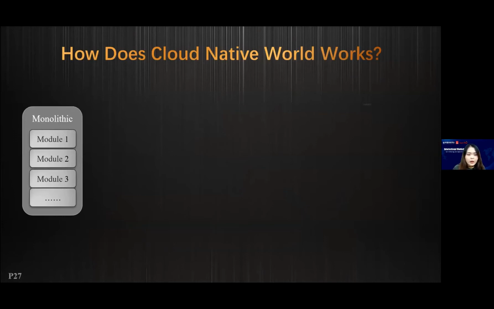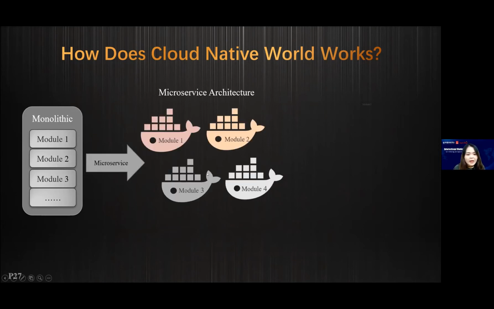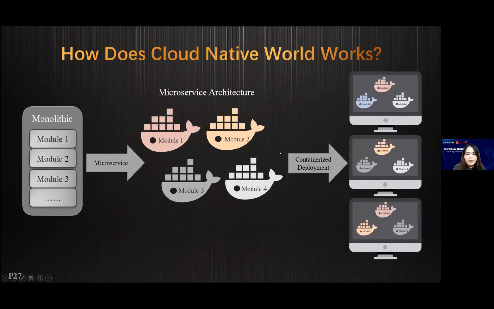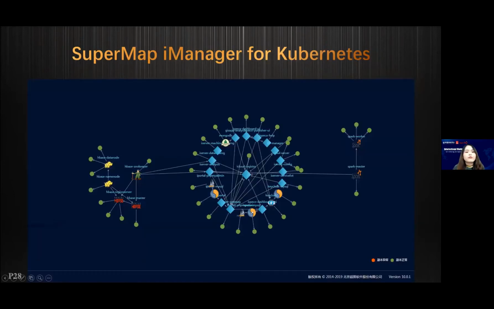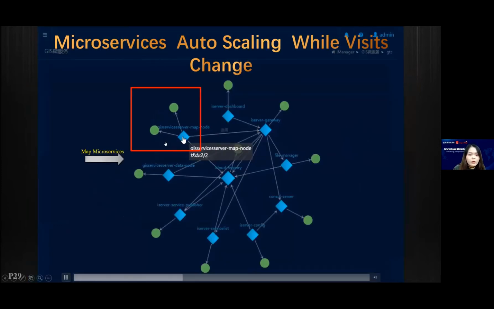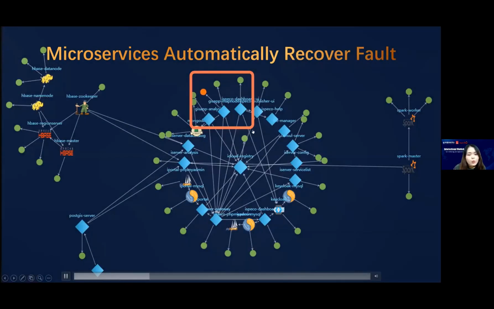Applying cloud native to our GIS software, we turned the old monolithic modules of GIS software into microservices, packaged those microservices into containers, and then deployed those containers onto different machines. And SuperMap provides a manager for Kubernetes to help us learn how microservices work. Those nodes are microservices. Those microservices could auto scale up and down while data volumes change. Or once a microservice is broken, it will soon be isolated and then recovered later by itself.